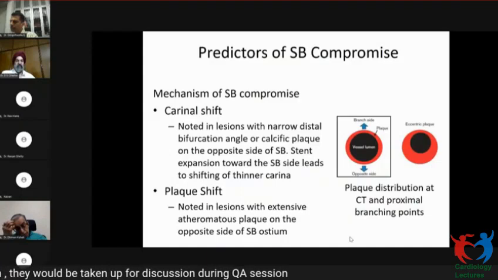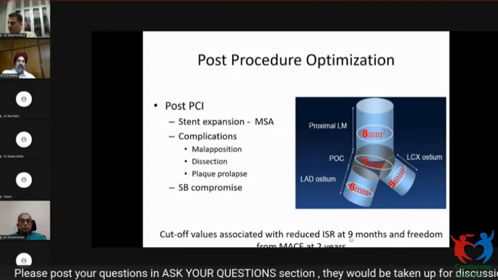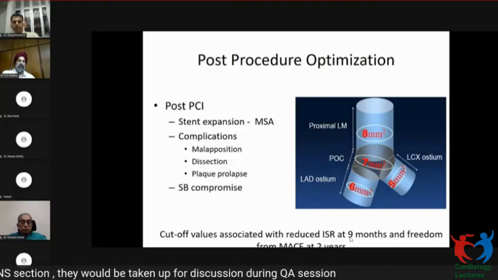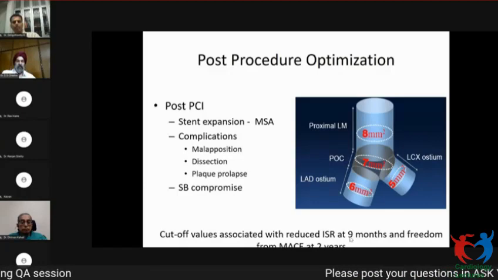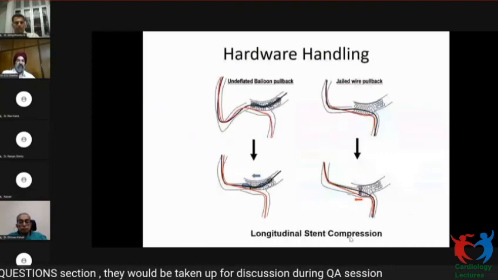Post PCI, you will get to see the expansion of your stent, and there are different parameters which have been found clinically to be associated with lower rates of restenosis. Those MSAs should be chased. You also pick up some complications like malapposition, dissections, and plaque prolapse. So it is very, very prudent to use imaging, especially when you're doing a left main segment, because this will help you optimize the results and get good long-term results.